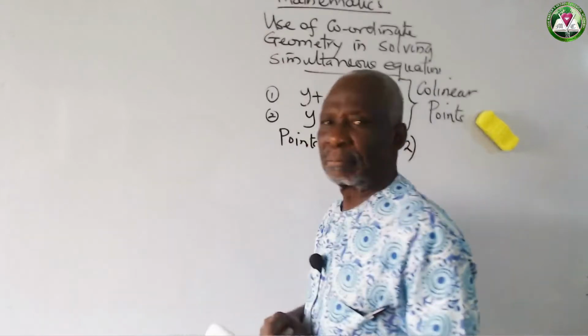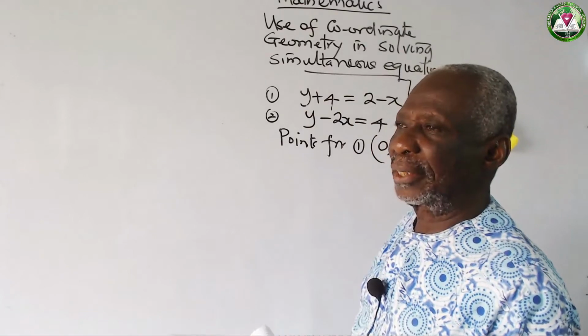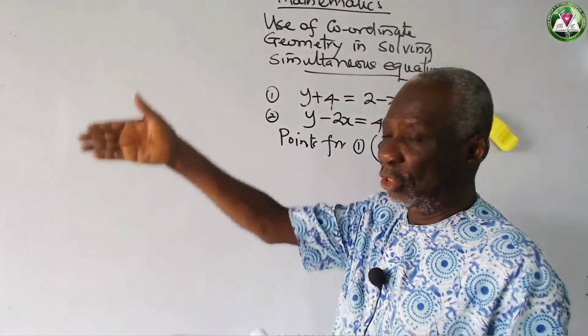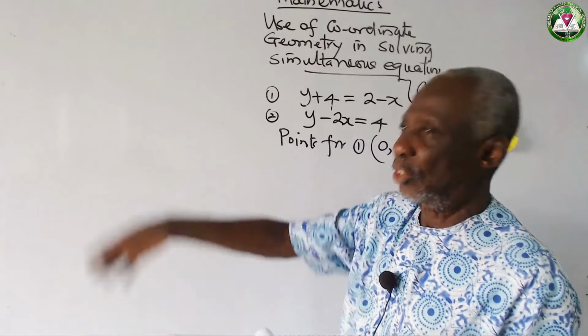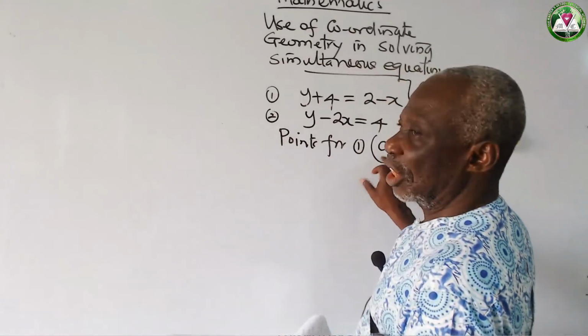That is 1 point. We cannot draw a straight line with only 1 point. We need another point so that we can use the ruler and join those 2 points and produce any side where we like. See, we've made x 0.